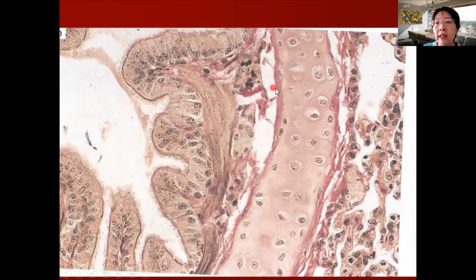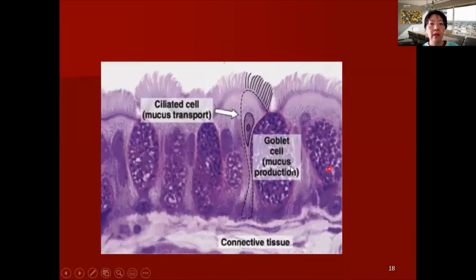Okay, and then this is the cartilage, and this is the smooth muscle sandwiching the cartilage. These are other cells, I don't know what cells they are. This one looks like a blood vessel here because the lumen has got red blood cells in it, probably. Okay. Now, this is a ciliated epithelial cell.